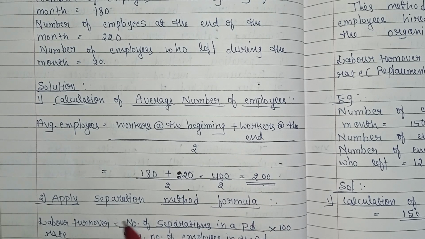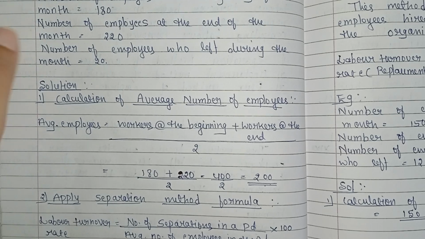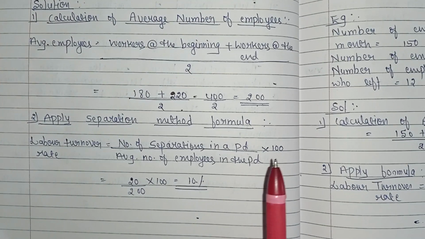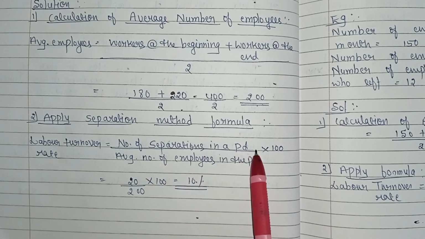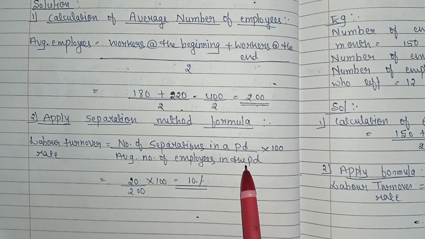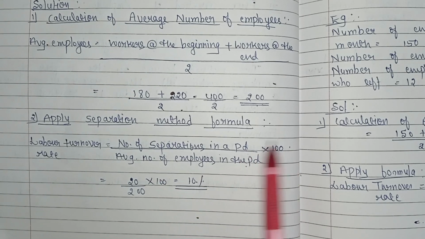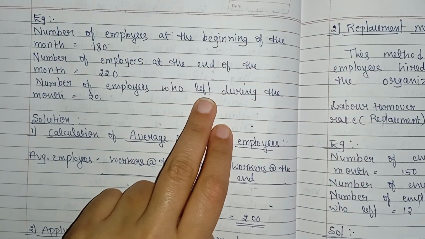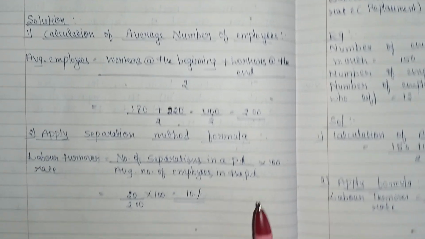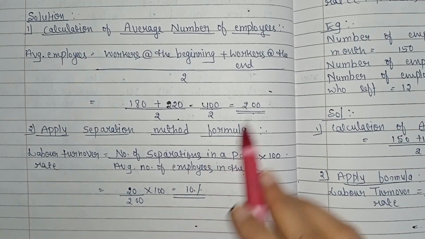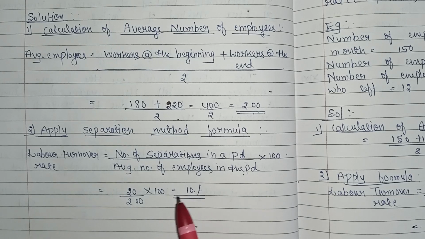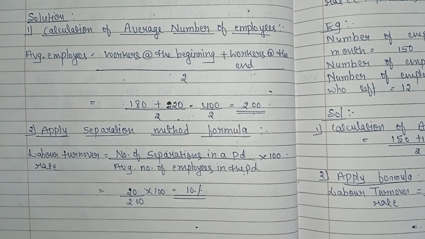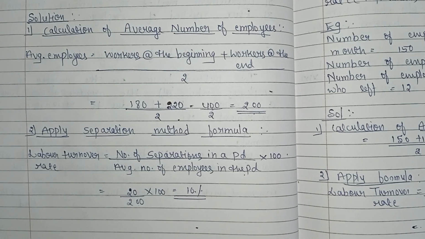Clear? Now we need to apply the separation method formula. Labor turnover rate under the separation method equals number of separations in a period divided by average number of employees in the period, into 100. Number of separations in the period, how much? Number of employees who left during the month, that is 20. So write down 20 divided by the average number of employees we just calculated, 200, into 100, which means the labor turnover rate is 10%.